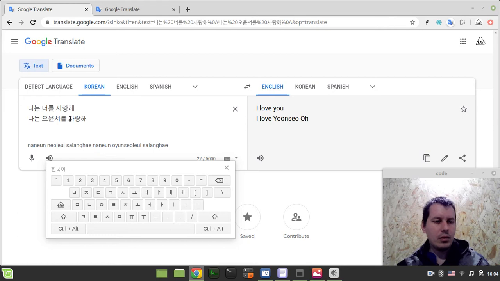Well, love seems to be just fine. Oh, it just switched back properly. So I love Yun-so, which means that's the person I love, right? So this seems to be like a perfectly well translation. I might be wrong though. Well, I'm not sure whether this is legal or not to say like this.